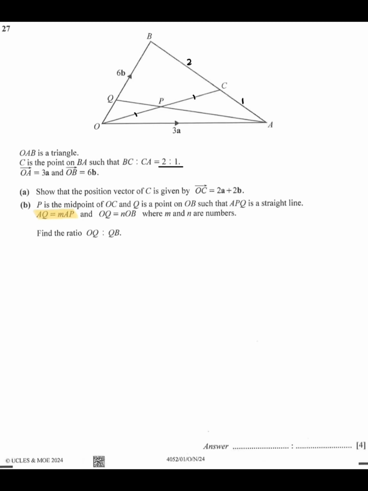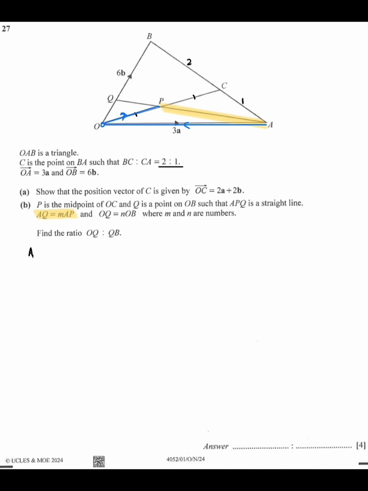Now let's check AP. To go from A to P, we can go from A to O, followed by O to P. On first glance, you may think that you cannot find this vector. We have another way, which is to go from A to C, followed by C to P. Either one of these ways will work. Let's look at this method here. AP can be obtained by going from A to O, followed by O to P.